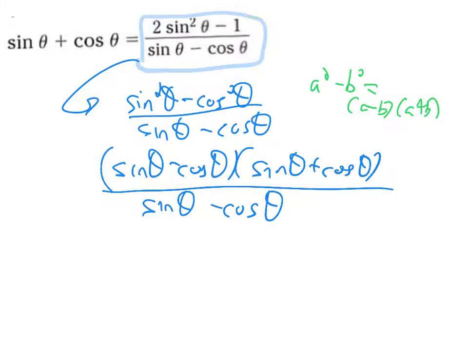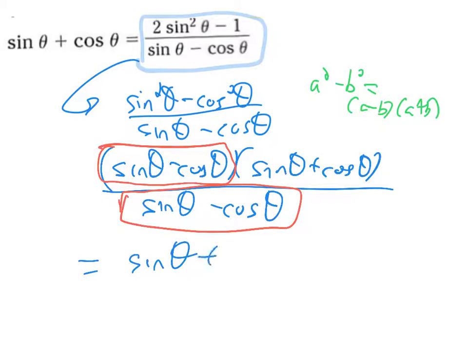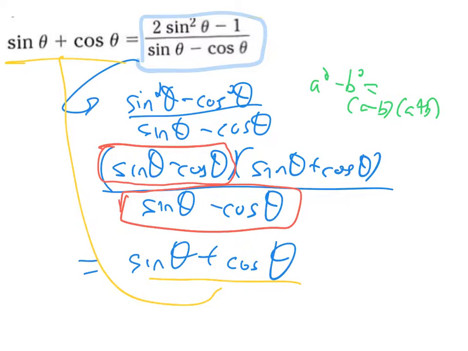And now we can see that anything over itself can be considered to be 1 and then hidden. So I can take this sine minus cosine theta and hide it using this sine minus cosine theta and end up with, in the end, just sine theta plus cosine theta, which happily is what we were looking for. So we have verified the identity.